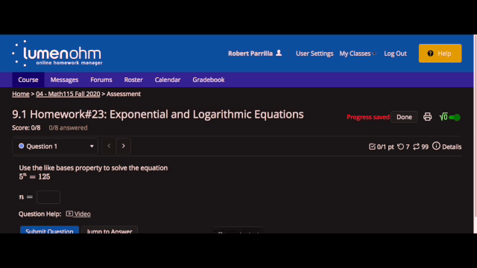This is a problem that asks you to use the same base property, which basically is saying that 5 is a common base to both of these numbers. And if you know that 5 is the base on the left, that means that 5 will also be the base on the right in some way. And 125 is a perfect cube. It's 5 to the third power. So you would write 5 to the third power.